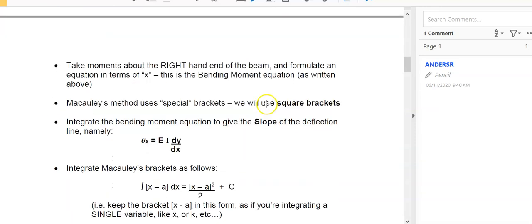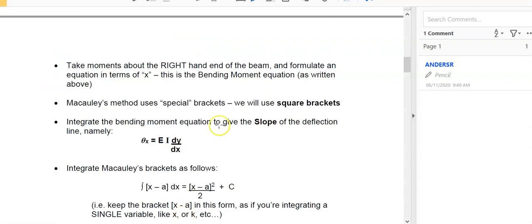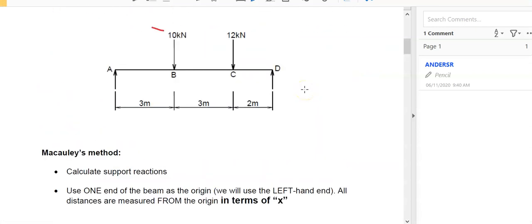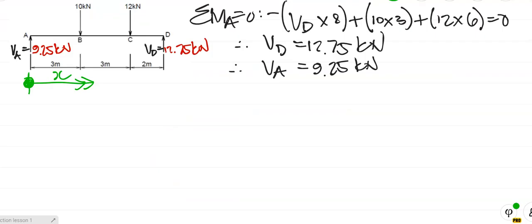Okay, right. Let's do that. We'll come back to that now. So I'm going to say x is starting here, and we're taking moments about D, formulating my equation as that over there, with the moment at x.